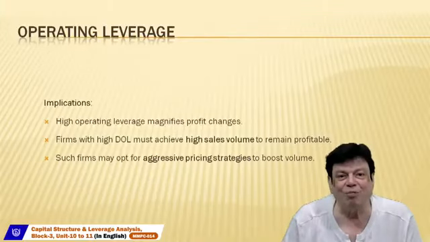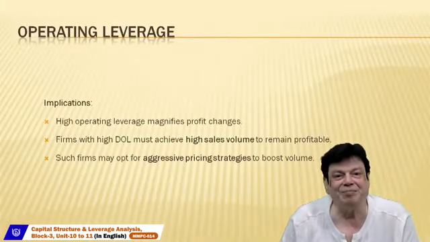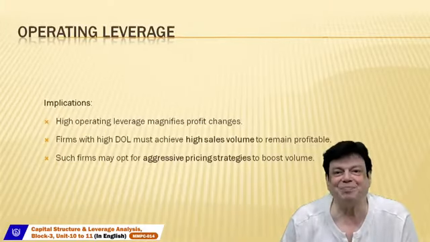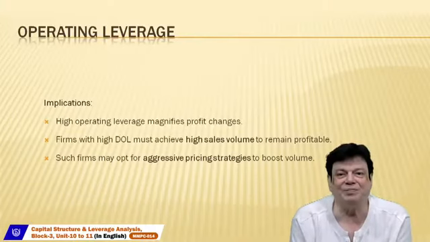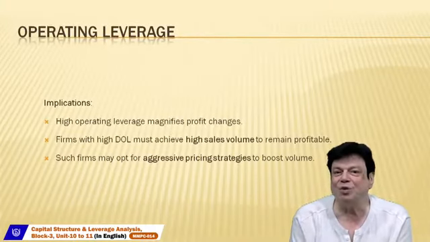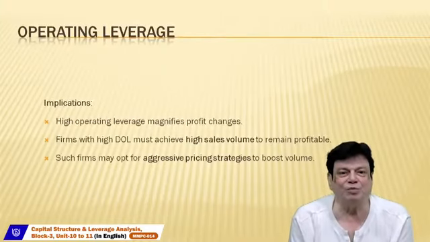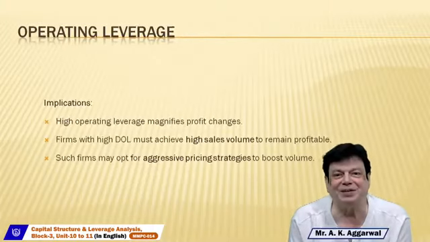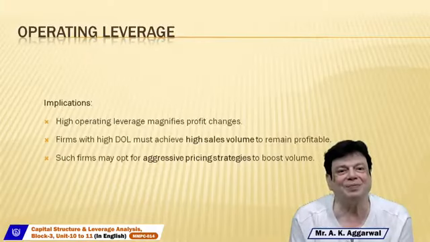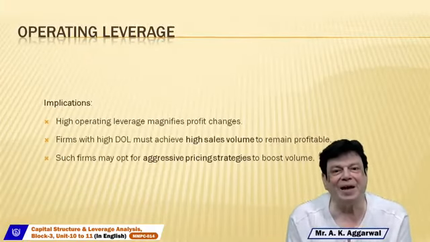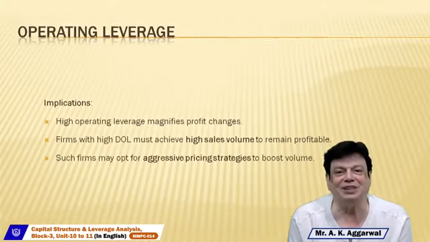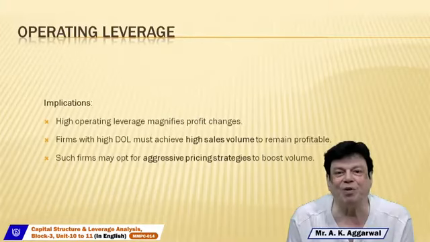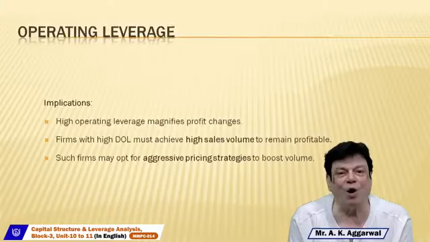Now, what are the implications of operating leverage? High operating leverage magnifies profit changes. Firms with high DOL must achieve high sales volume to remain in profits. Such firms may opt for aggressive pricing strategies to boost volumes. So, high operating leverage magnifies profit changes. Firms with high DOL must achieve high sales volume to remain profitable. Such firms may opt for aggressive pricing strategies to boost volume.